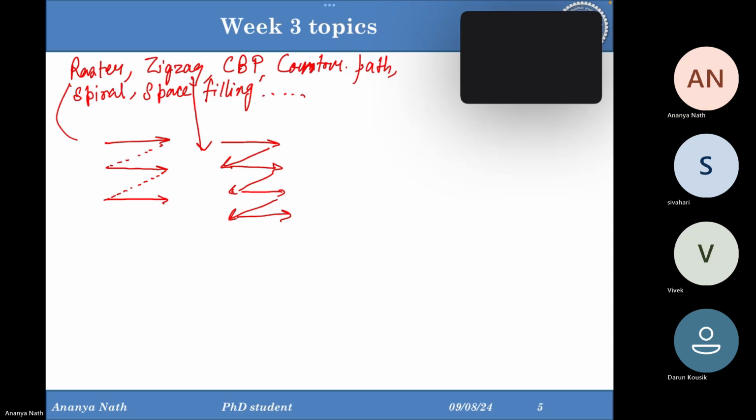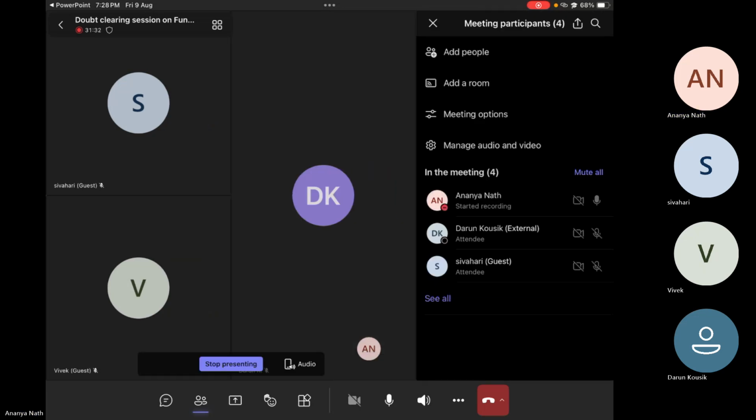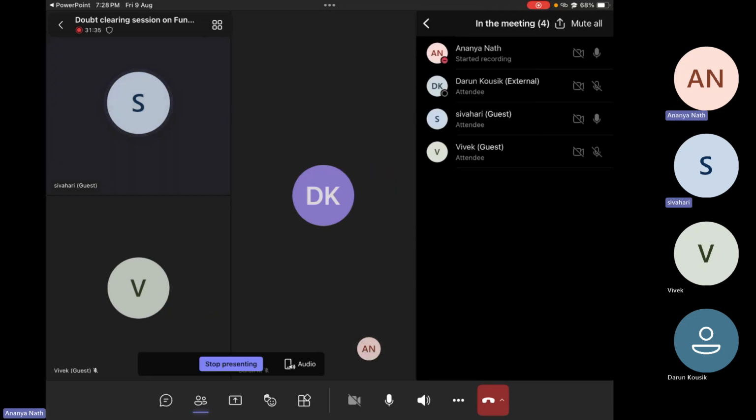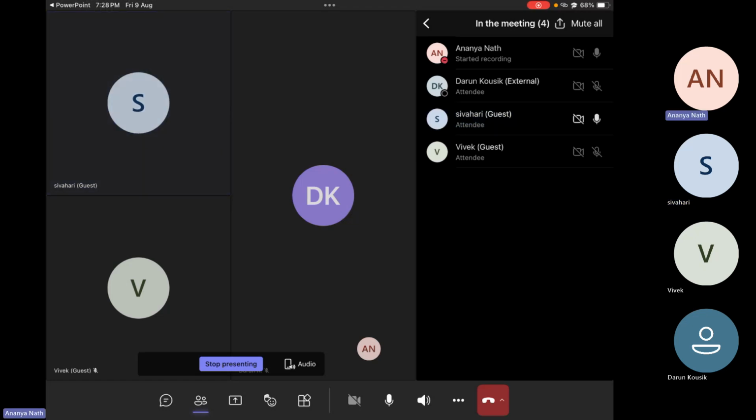So what do you feel, what will be the difference between this one and two? What is the difference? Somebody please just unmute yourself and tell. Ma'am, in the dotted line, the material is not deposited. Yeah, so what will be the result, the difference in terms of result? What do you think?